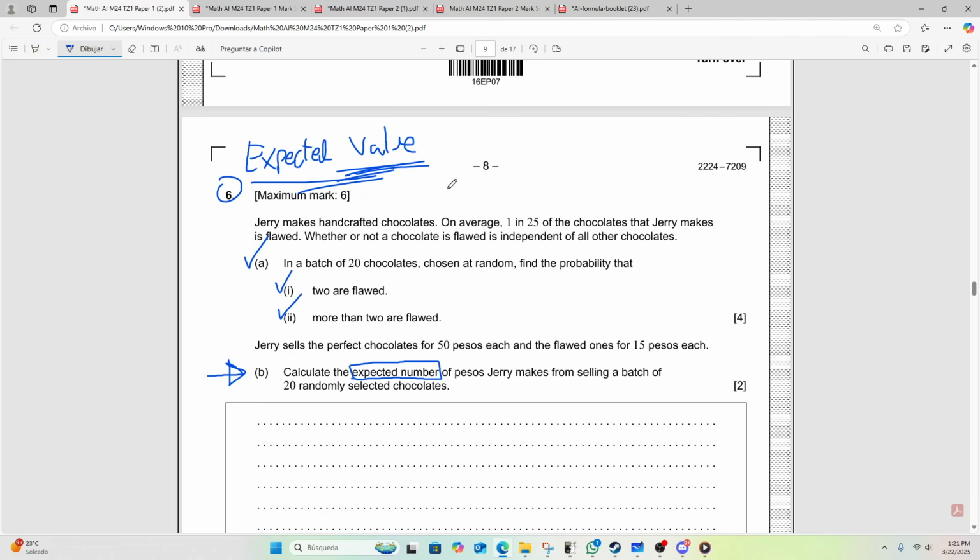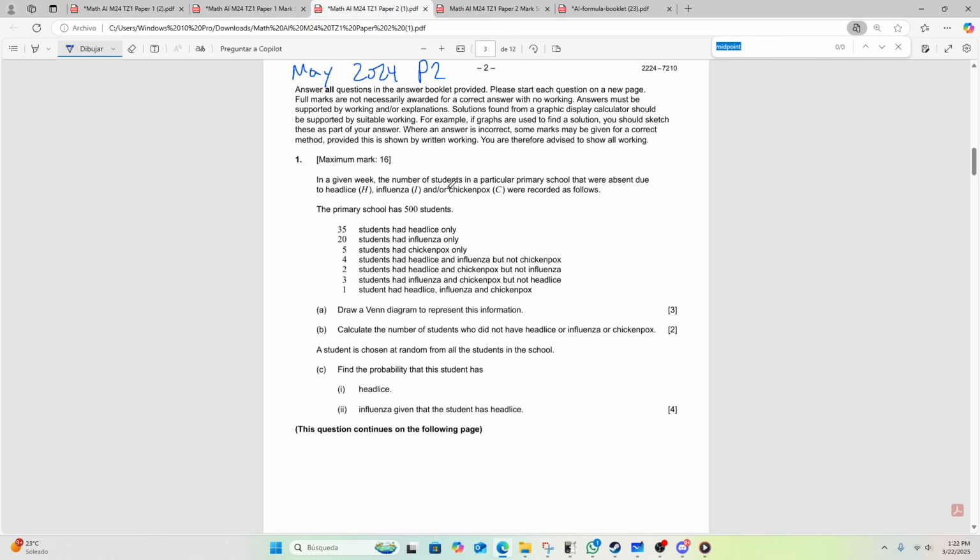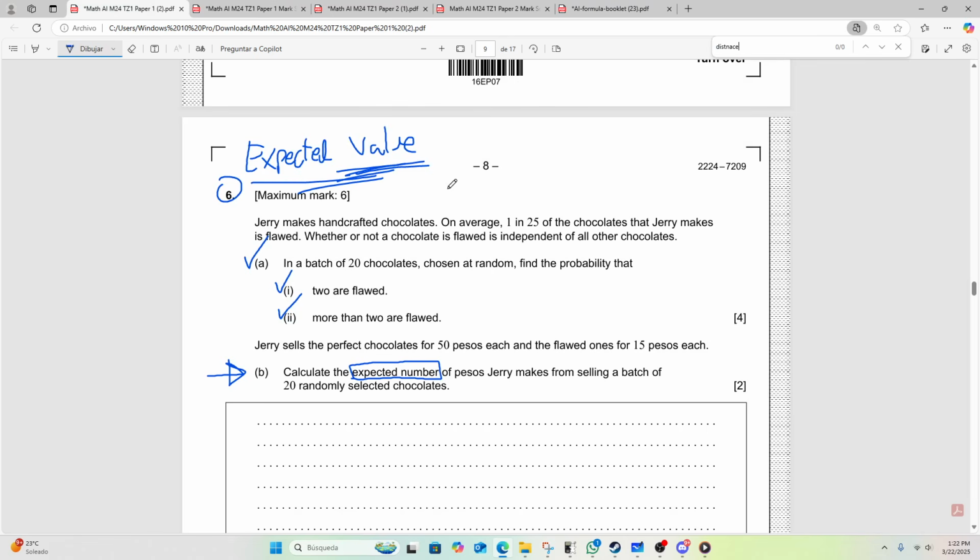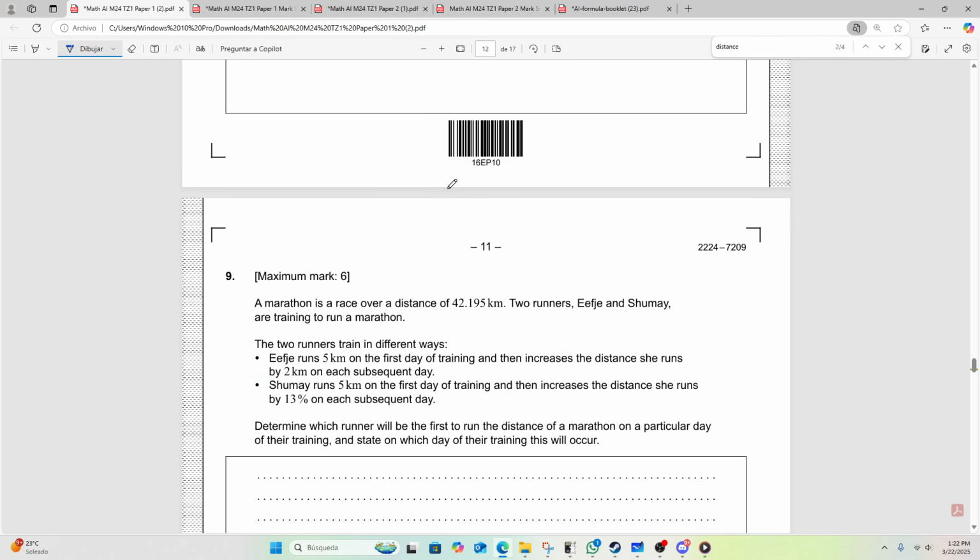For example, paper 1, does midpoint show up at all? Apparently not. Paper 2, does midpoint show up at all? Neither. Distance. It says distance right there. Why is it not?